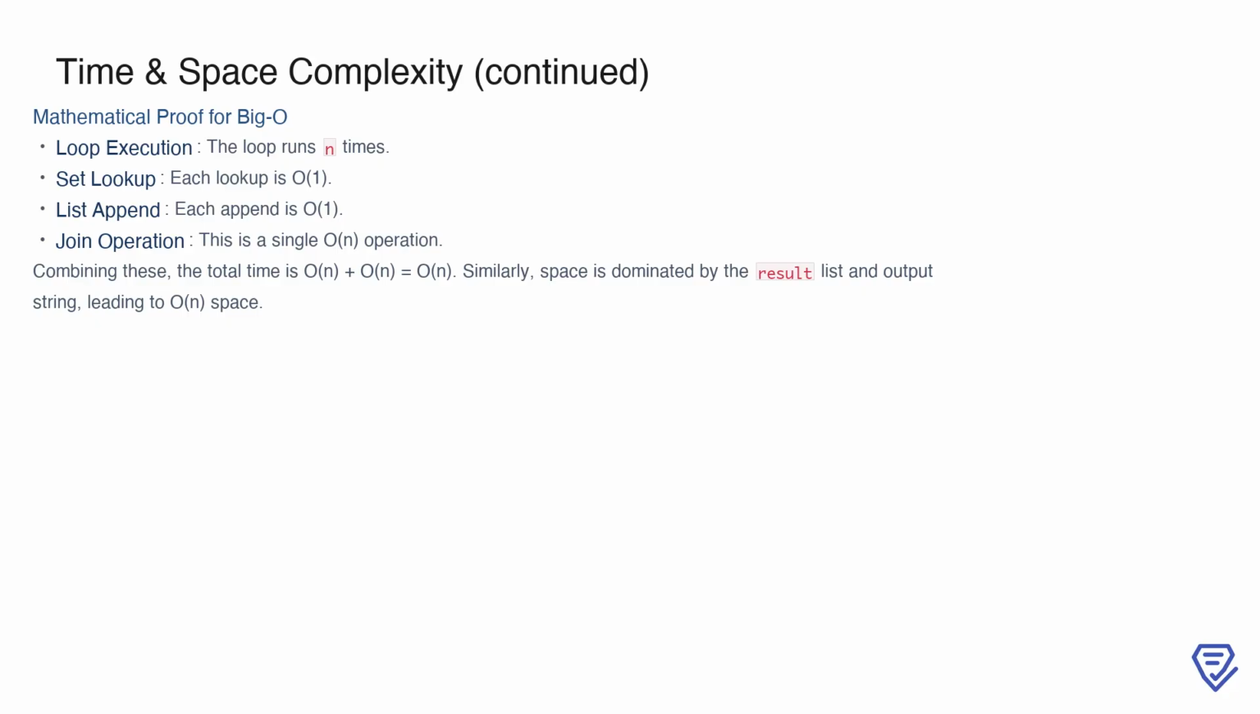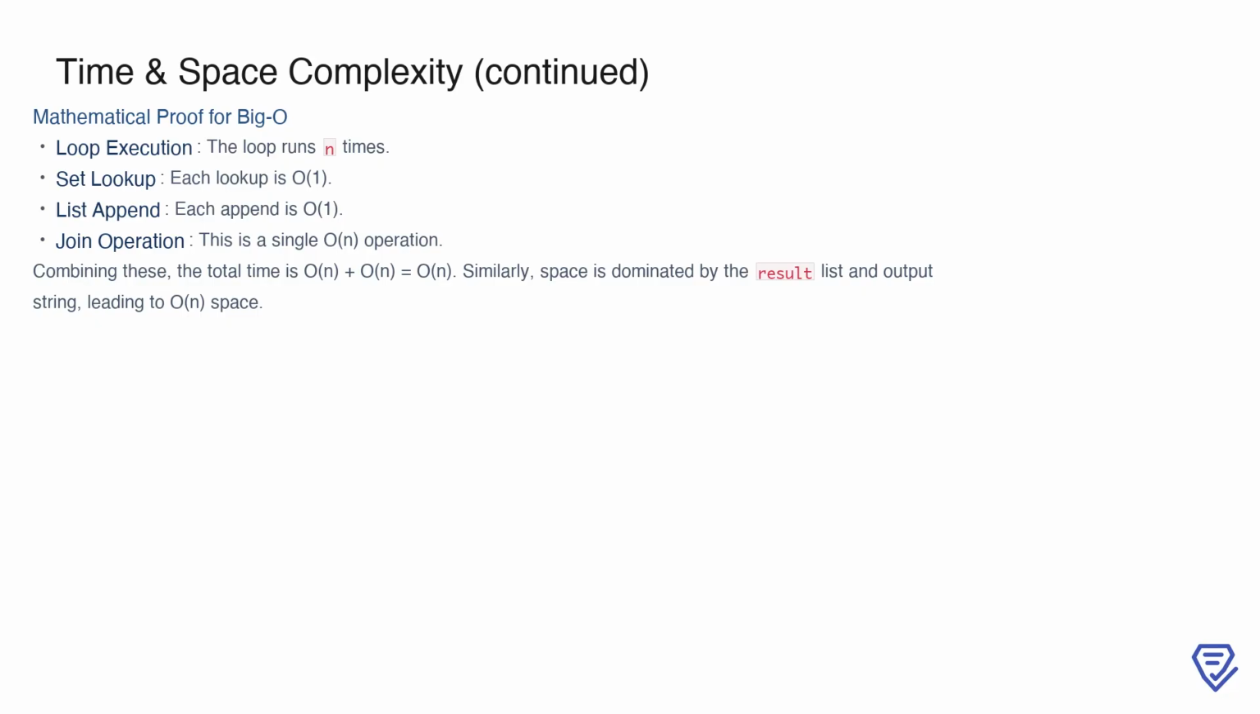Together, these operations are performed n times, contributing O(n) to the total time complexity. After the loop, the join operation combines the characters in the result list into a single string, which takes an additional O(n). Adding these together, the total time complexity is O(n) plus O(n), which simplifies to O(n).